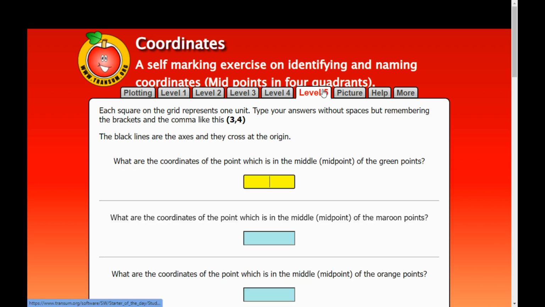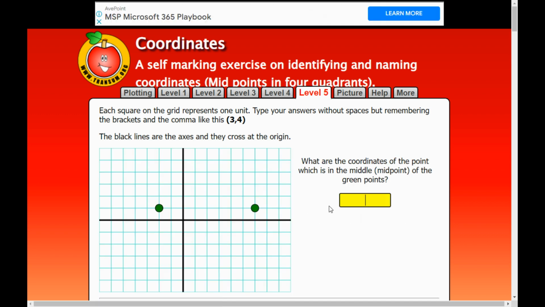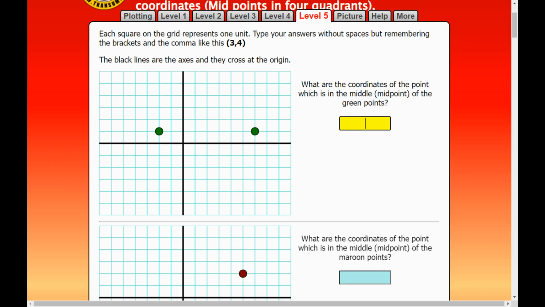Level 5. Level 5 says, what are the coordinates of the middle of those 2 points? If I look at the length of these 2 points, going from there to there, I can count them and I can see that we have 1, 2, 3, 4, 5, 6, 7, 8 blocks between them. So the middle is going to be over here. Okay? Because the middle is over there, I have a coordinate that I can find for the middle.